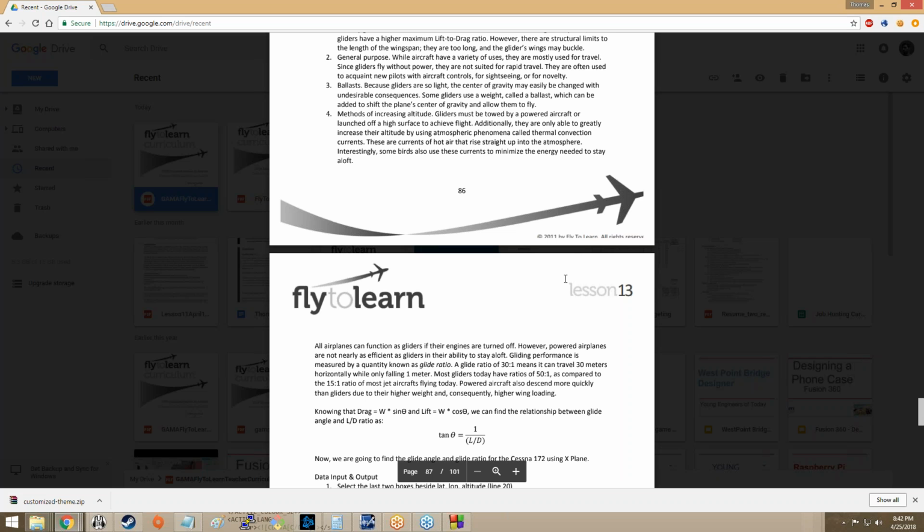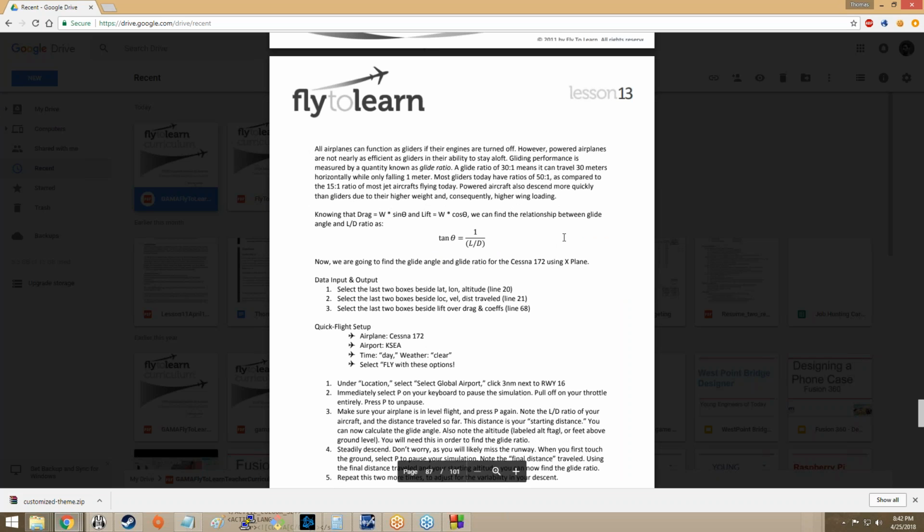Powered aircraft also descend more quickly than gliders due to their higher weight and consequently their higher wing loading. So knowing that drag is wing loading times the sine of theta, and lift is the wing loading times the cosine of theta, we can find the relationship between glide angle and lift-to-drag ratio.